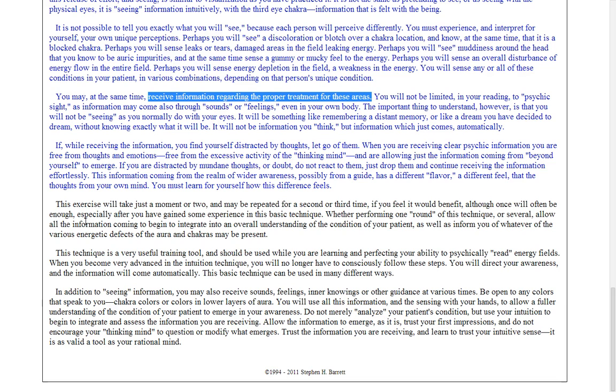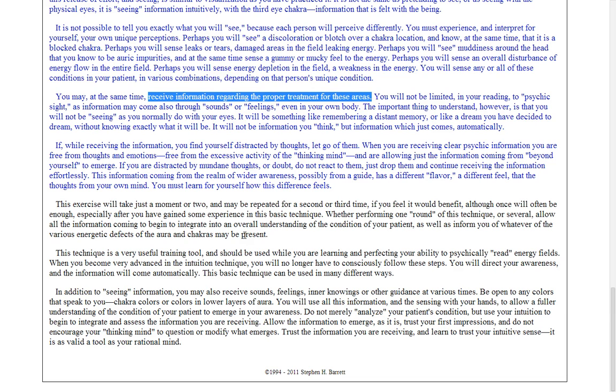This exercise will take just a moment or two. It may be repeated for a second or third time if you feel it would benefit, although once will often be enough, it will suffice, especially after you have gained some experience in this basic technique.